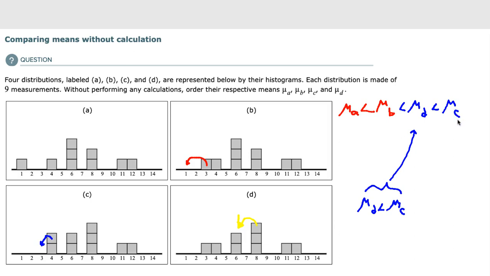And that's the answer. The mean of A is less than the mean of B, which is less than the mean of D, which is less than the mean of C.